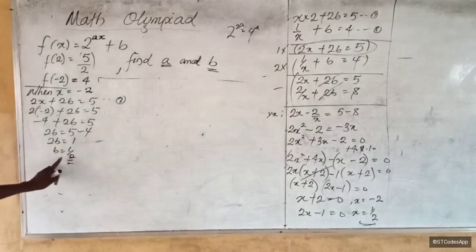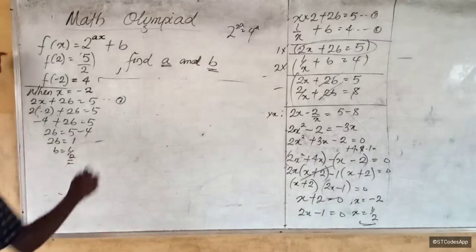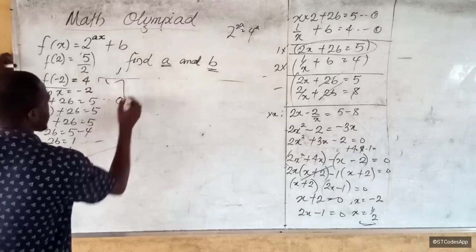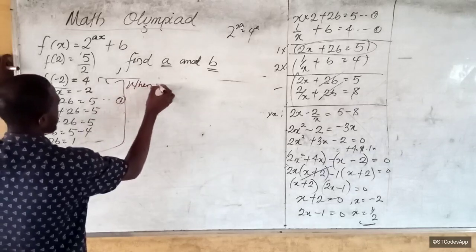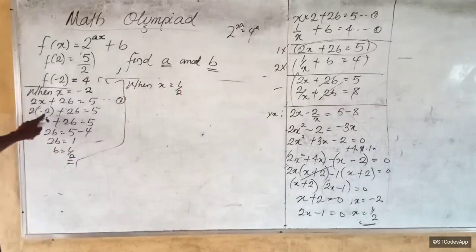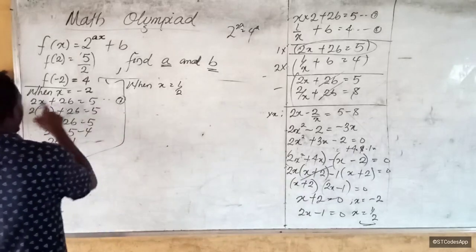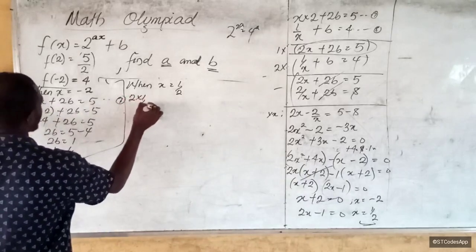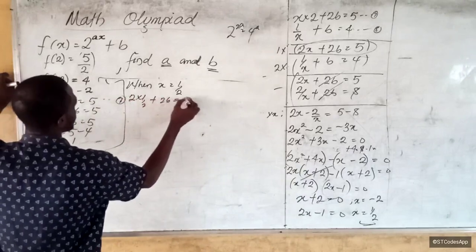I hope we got this. So we've gotten the value of b. When x is equal to 1/2, we did it for -2, so we'll do it for 1/2. When x is equal to 1/2, we have 2 times 1/2 plus 2b is equal to 5.